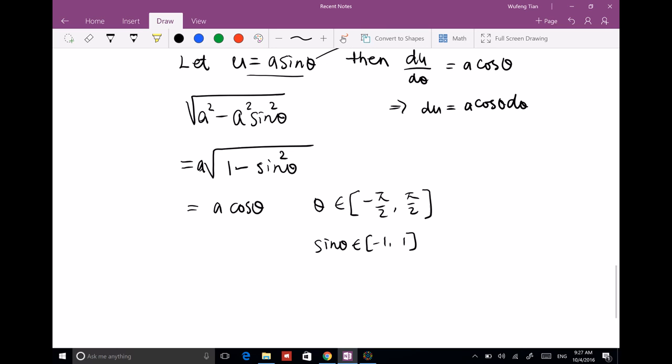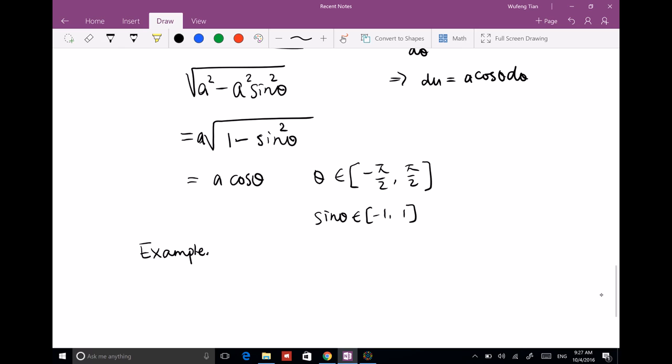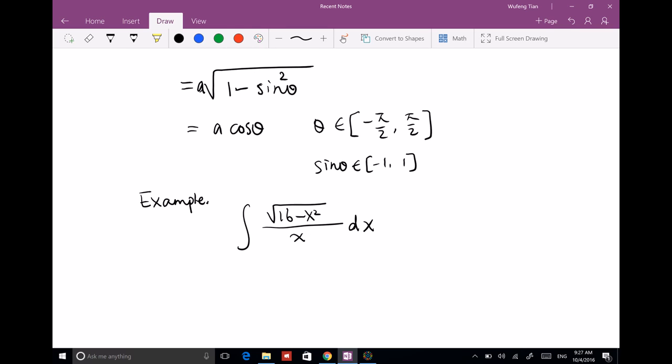Now I want to do one more example. I would like you to try to practice yourself and see if you can get it. Square root of 16 minus x squared over x dx. I will give you 2 or 3 minutes to practice by yourself, and then see what you got. I'll ask you questions, okay?